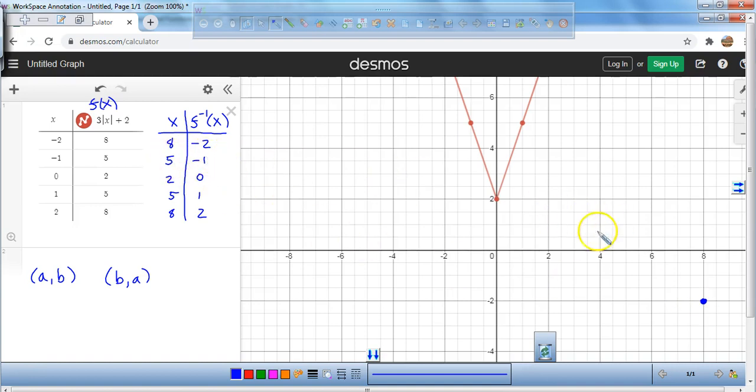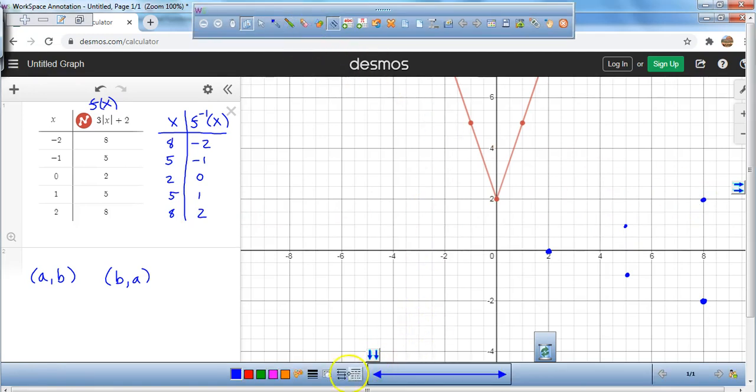We've got 5 and -1. So 5 is right about there, and -1 puts us right about here. All right, good. Then 2 and a 0, well, right there's 2 and a 0. Then we've got 5 and a 1, so 5 and a +1 right there. And then 8 and 2 right here.